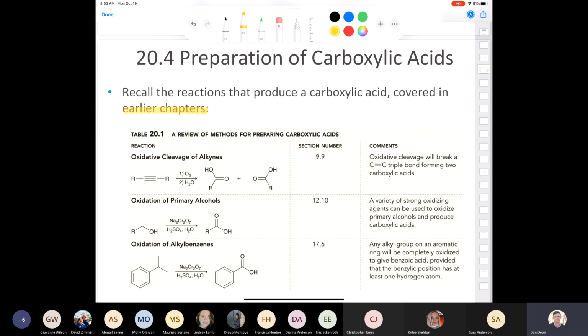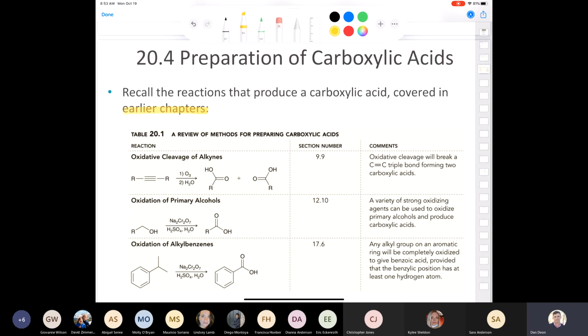The first one, which I think is probably the first time you learned how to make a carboxylic acid, was the oxidative cleavage, or the ozonolysis of an alkyne. If we take an alkyne and we treat it with ozone followed by water, we end up with a couple of carboxylic acids here. The next one is the oxidation of a primary alcohol.